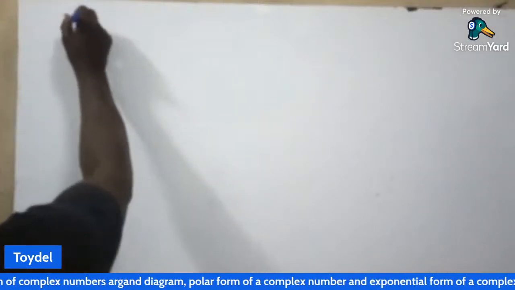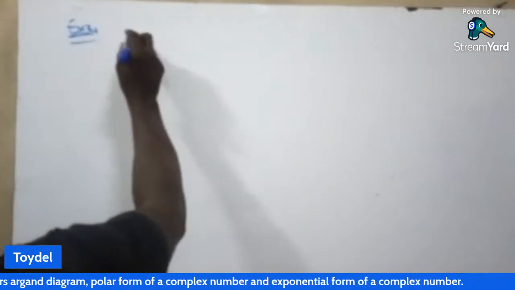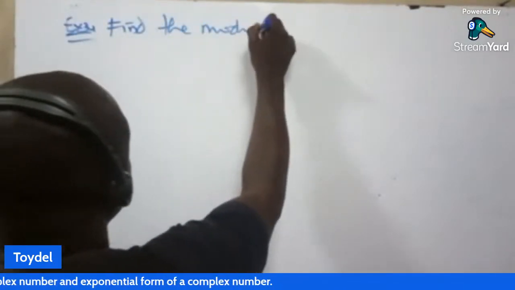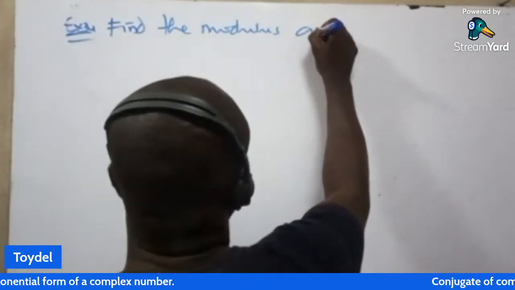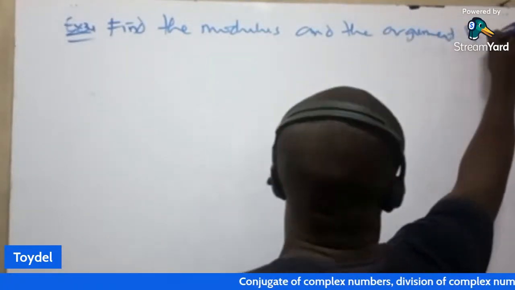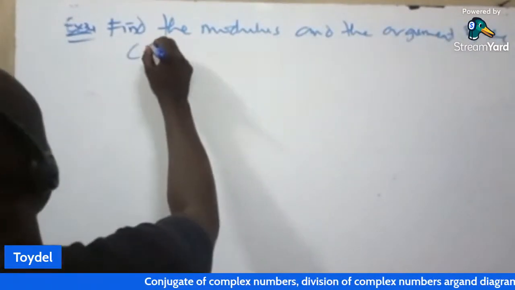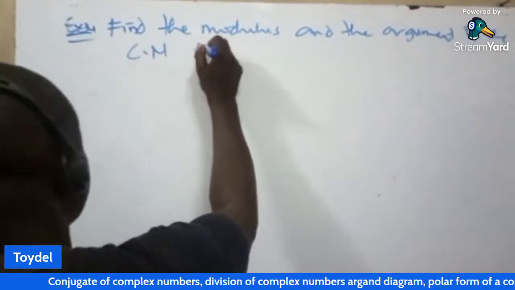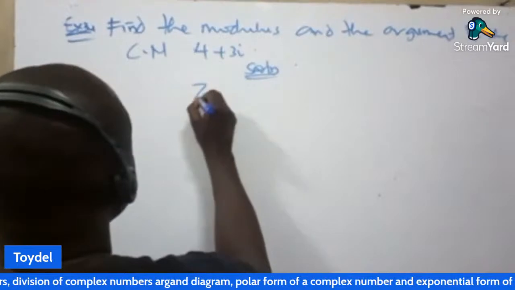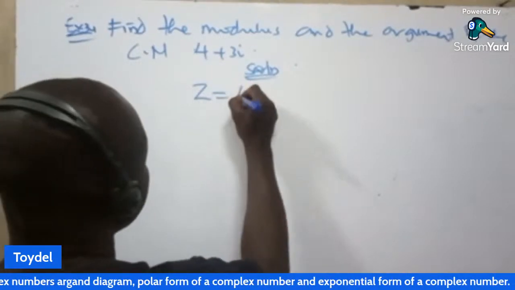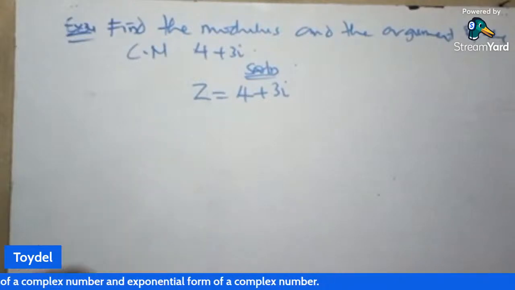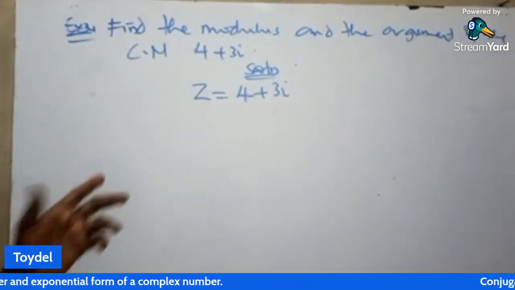Okay, let's say example 3, where the question says find the modulus and the argument of the complex number 4 plus 3i. So this is what we are given. Let's denote the complex number as z, which is equal to 4 plus 3i. The question says we should find the modulus and the argument.